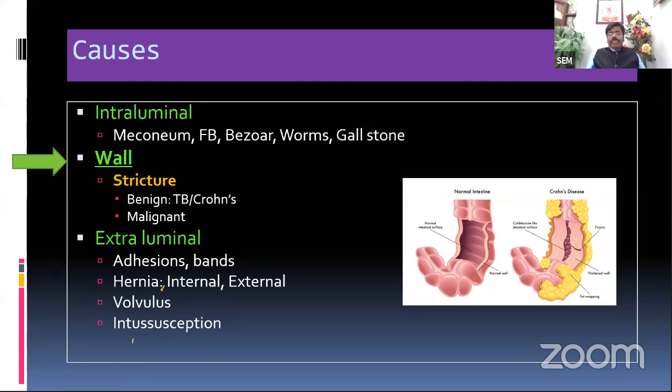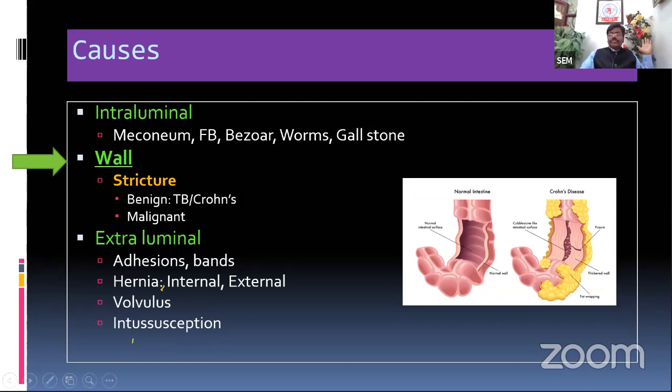Anyhow, coming back to the benign pathology, the two common inflammatory pathologies in the small bowel, especially in the terminal ileocecal junction, are ileocecal tuberculosis and also Crohn's disease. Both can happen and cause stenosis and obstruction to the distal small bowel. Next, the commonest cause for intestinal obstruction is extraluminal. Take it from me. So what are the causes for extraluminal?